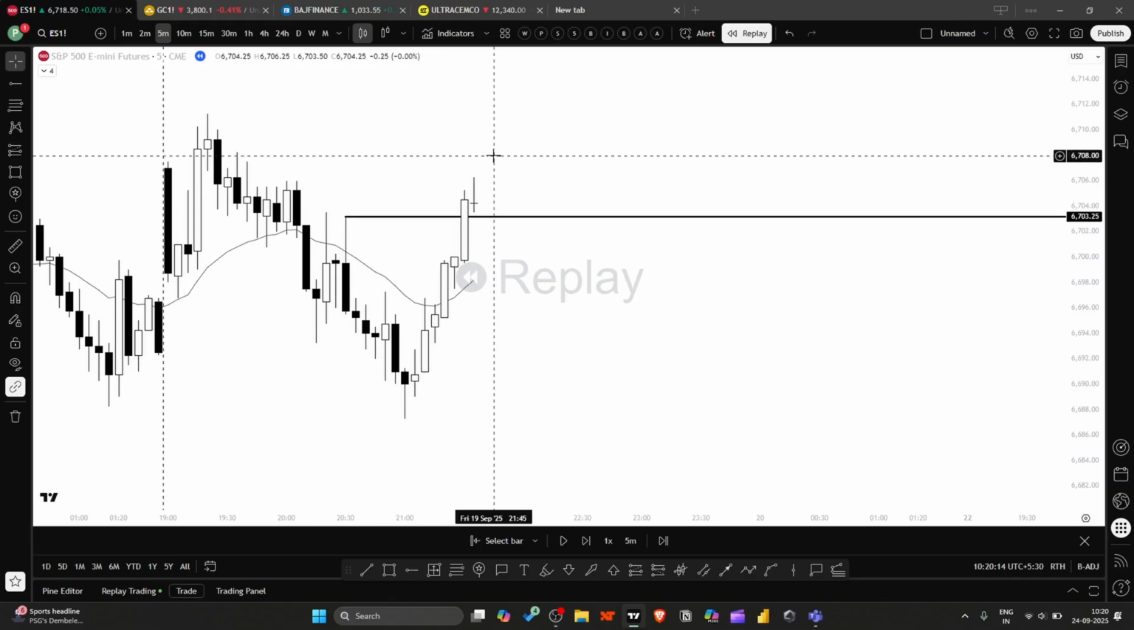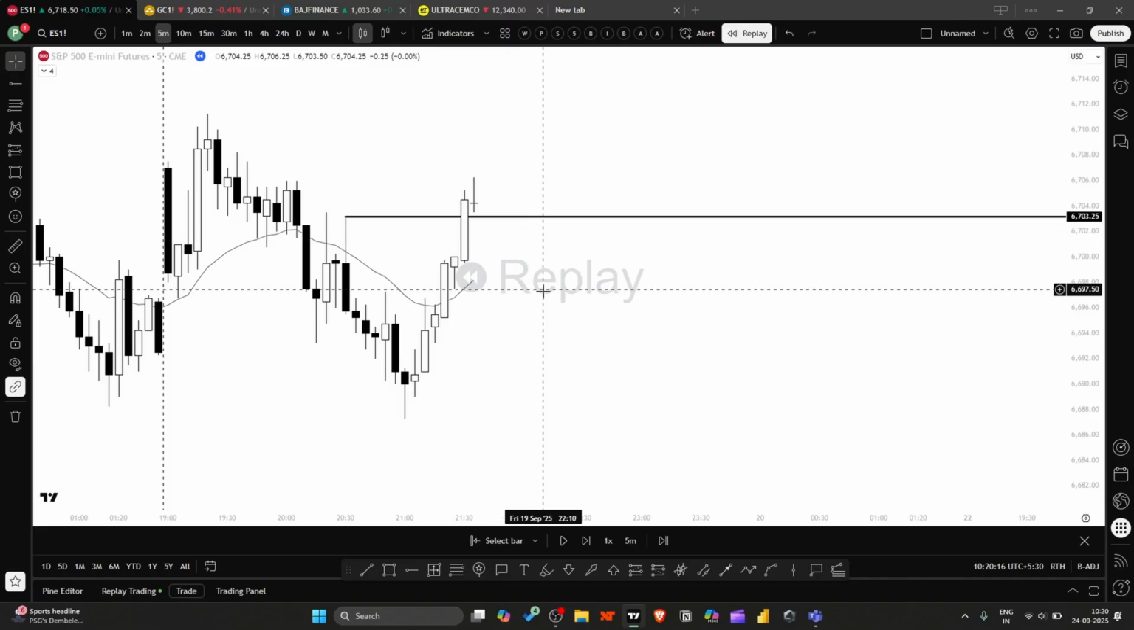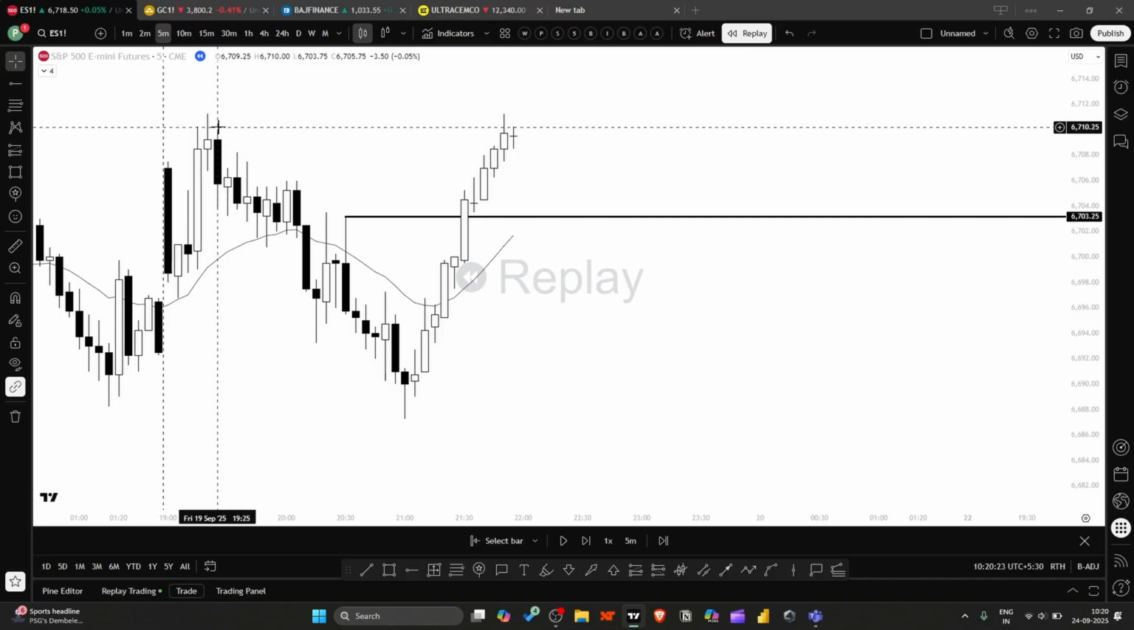Does that mean I'll look for long trades right away? No, I have to see how it reacts the second time. It went all the way above the first spike too.